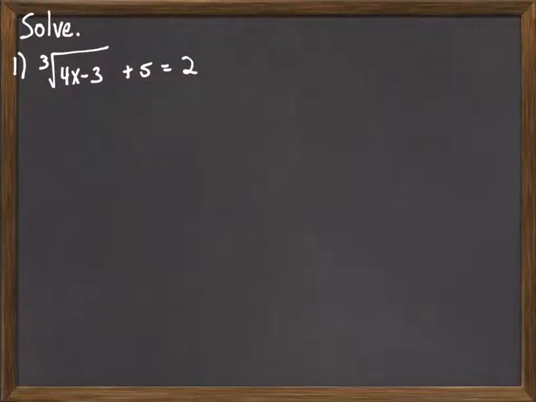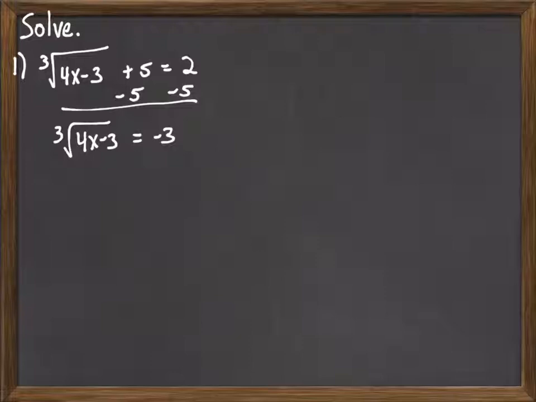Okay, so here in this video we're going to look at solving some more radical equations. This time we have a cube root equation. Again, as we learned in the previous video, when we want to raise both sides to a power, we want to have the radical by itself. So we begin by subtracting the 5 from both sides. That gives us the cube root of 4x minus 3 equals negative 3.